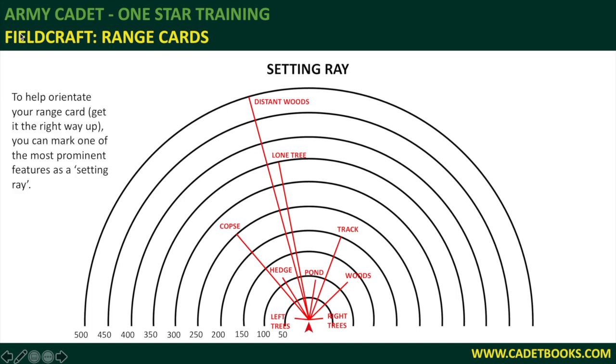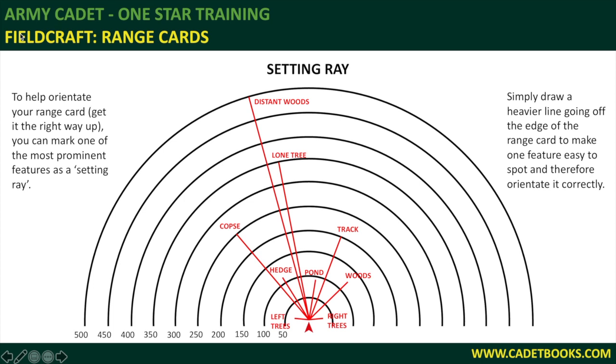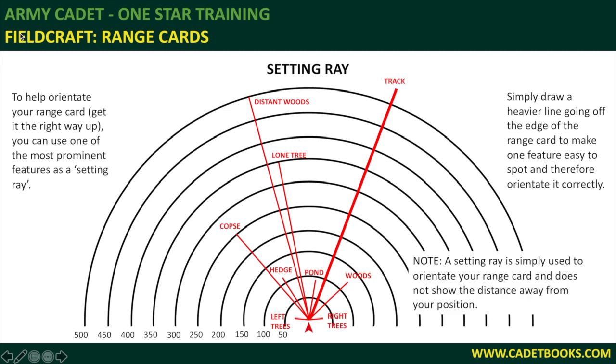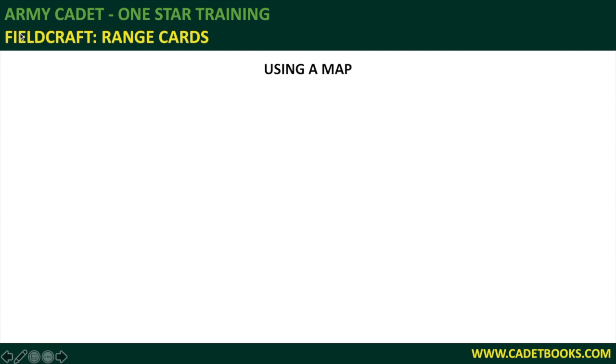Setting ray. To help orientate your range card, i.e. get it the right way up, you can mark one of the most prominent features as a setting ray. Simply draw a heavier line going off the edge of the range card to make one feature easy to spot and therefore orientate it correctly. Here we've used the track. Note, a setting ray is simply used to orientate your range card and does not show the distance away from your position.